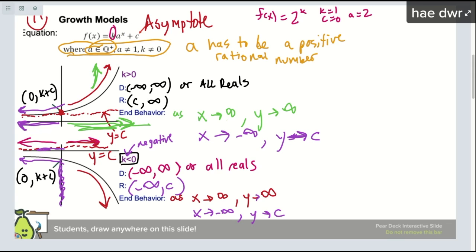But if I have f of x equals 3 times 2 to the x plus 1, then k equals 3, a equals 2, c equals 1, like that.